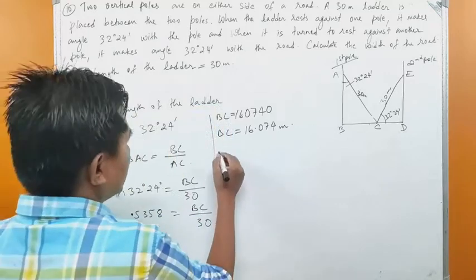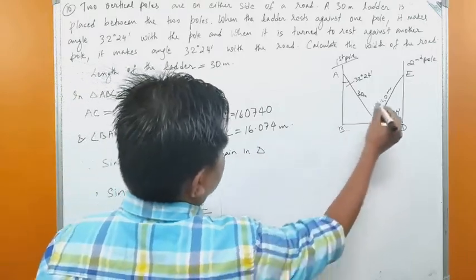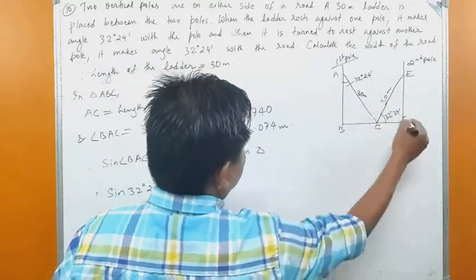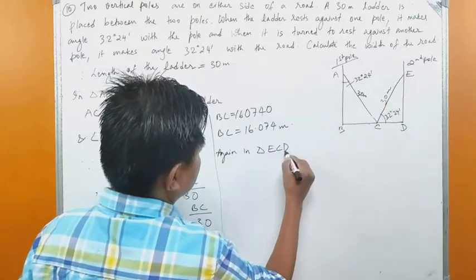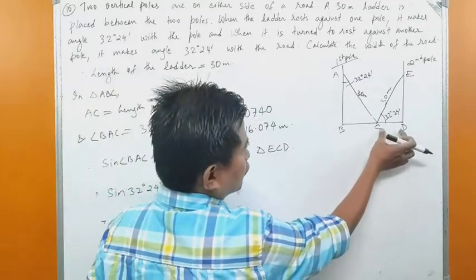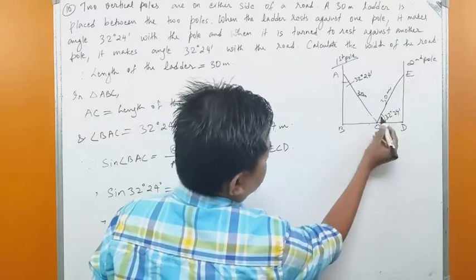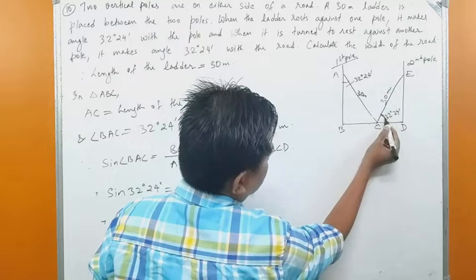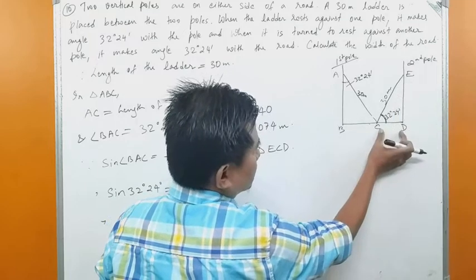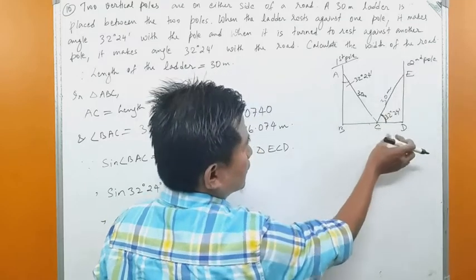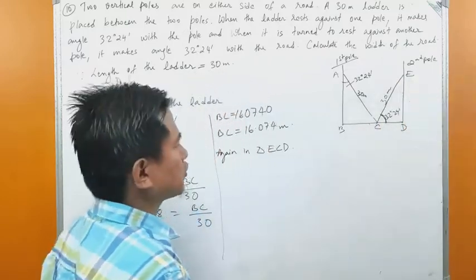Again, in triangle ECD, this triangle ECD, we are to find CD and hypotenuse is given to us. We don't need perpendicular. So when we talk about this angle, this angle is given to us 32 degree 24 minute. This ED becomes perpendicular, this becomes base, hypotenuse is always CE, isn't it? So we have base and hypotenuse, we don't need perpendicular, isn't it?